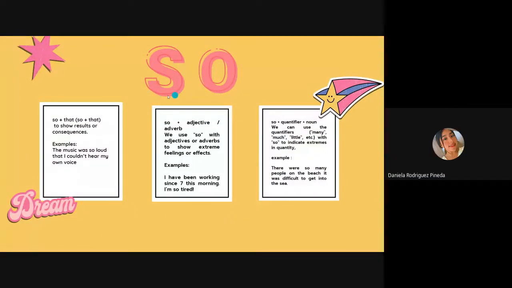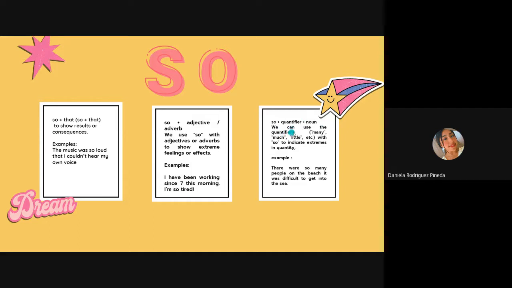Okay, so we can use so to show result or consequence. For example, the music was so loud that I couldn't hear my own voice. So plus adjective or adverb: we use so with adjectives or adverbs to show extreme feelings or effect. For example, I have been working since 7 this morning. I'm so tired.